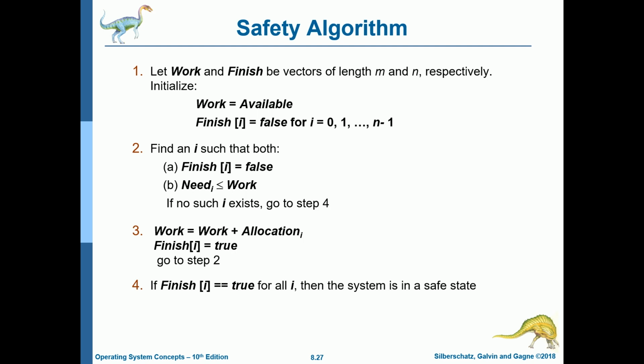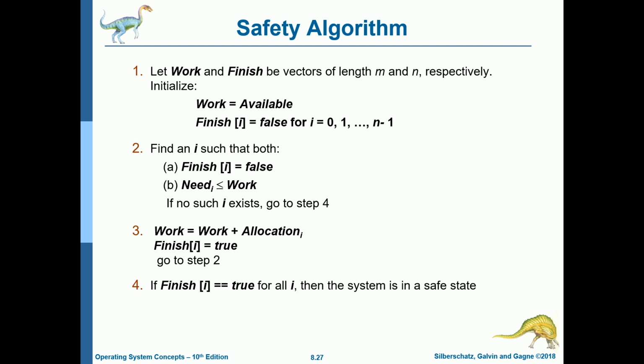This algorithm is described as follows. First, let work and finish be vectors of length m and n, respectively. Initialize the vector work equal to available, and finish set all of its values to false for i = 0 to n minus 1.